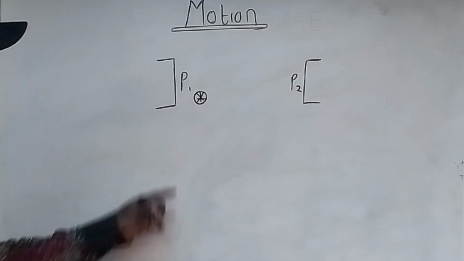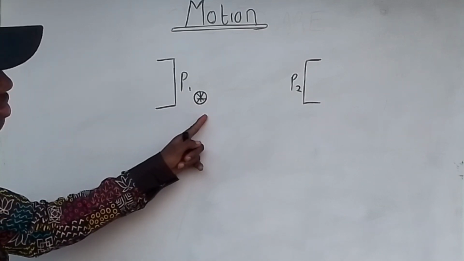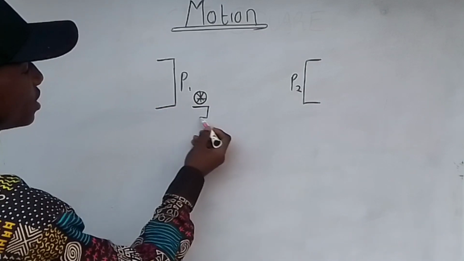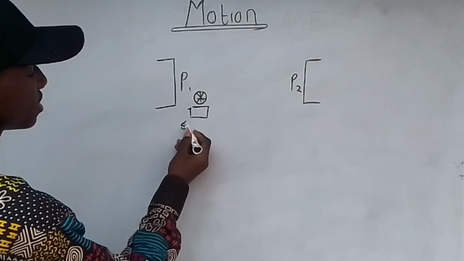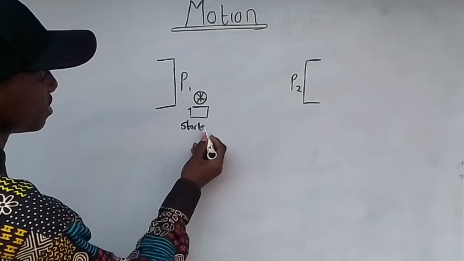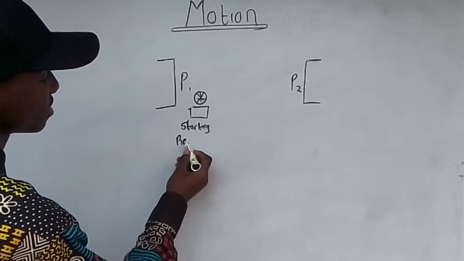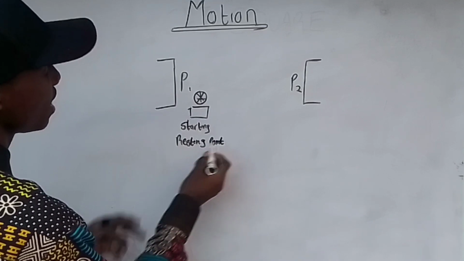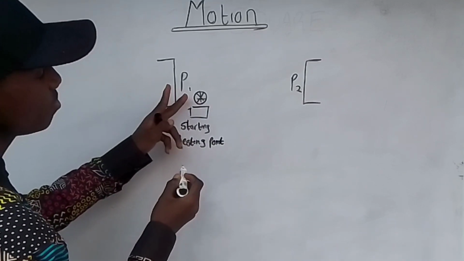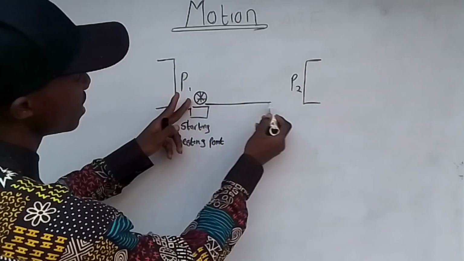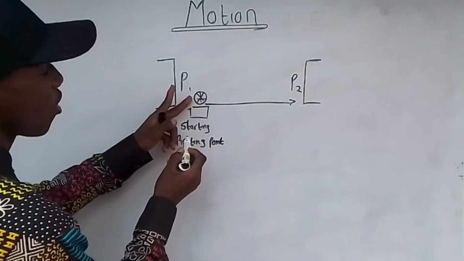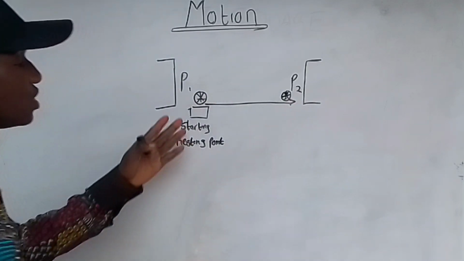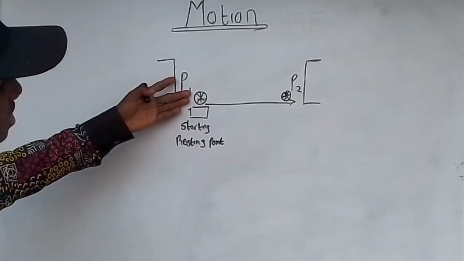So, as player 1 kicks this ball, the ball will change position. The ball changes its position from this point. This is the starting point. Let me call this the starting point or resting point. As player 1 kicks this ball, the ball moves from this place to player 2. In that case, the ball has changed its position, from this place to this place.